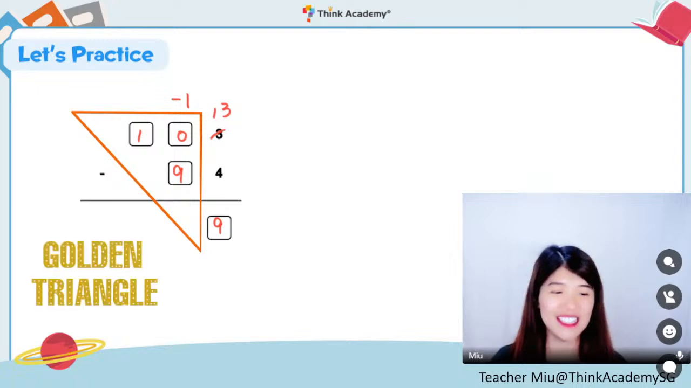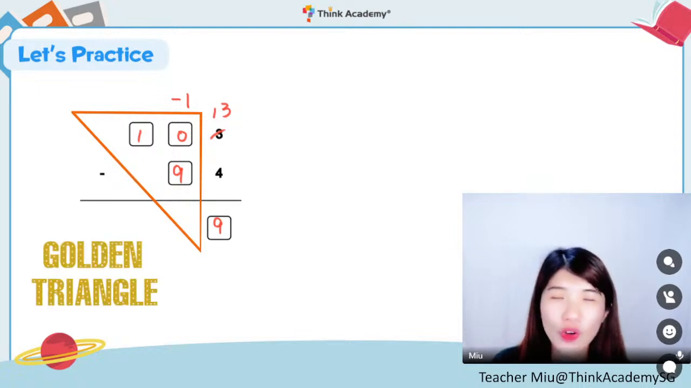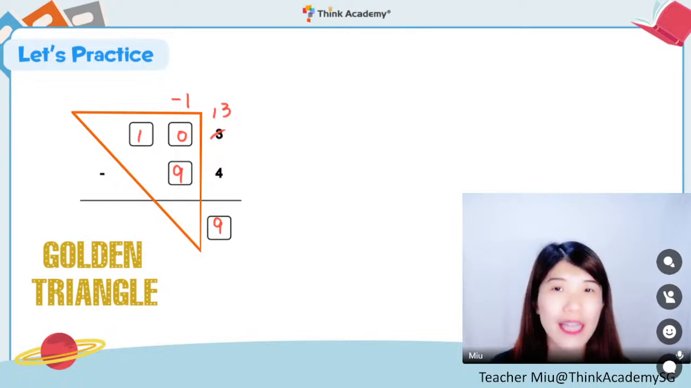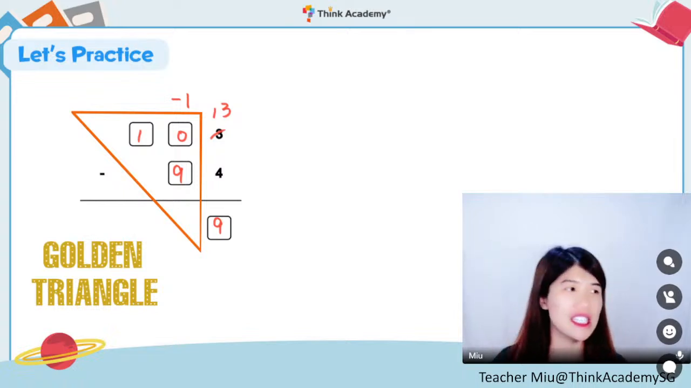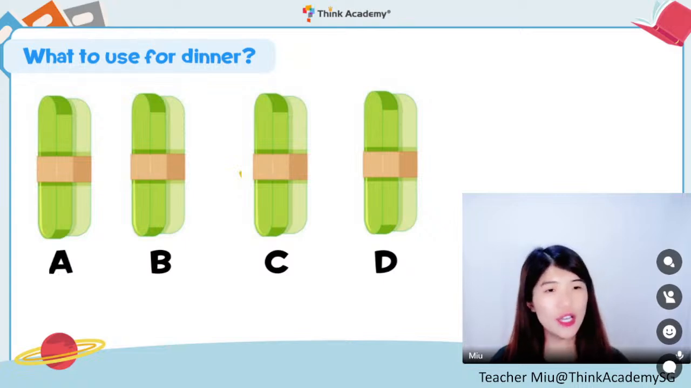Is it easy for you now? This is what we call the golden triangle. It can help you a lot when you're doing the number puzzle, and we also have this in your calculation contest. So finally, let's come to the last part.